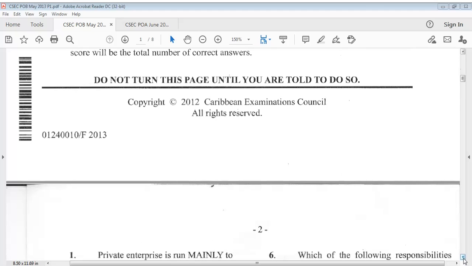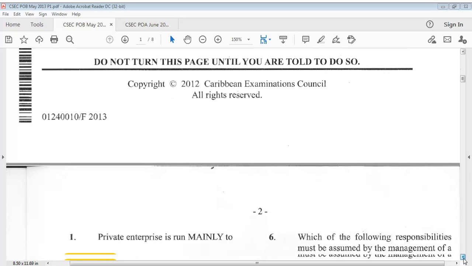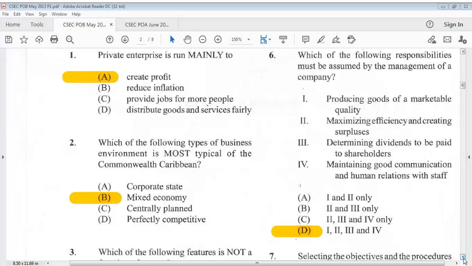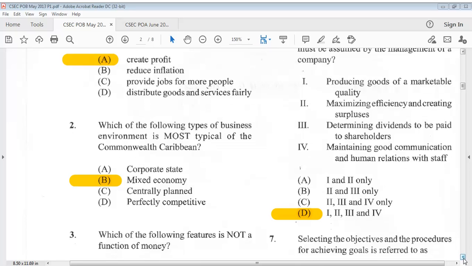So some of these questions have been repeated, so we'll be just going through them very quickly. One says, private enterprise is run mainly to, we know the answer is A, to create profit. 2 says, which of the following types of business environment is most typical of the Commonwealth Caribbean? We know the answer is B, mixed economy.